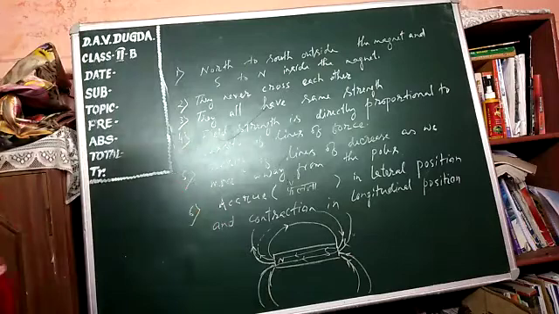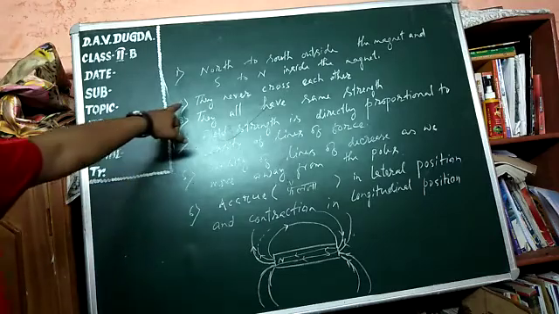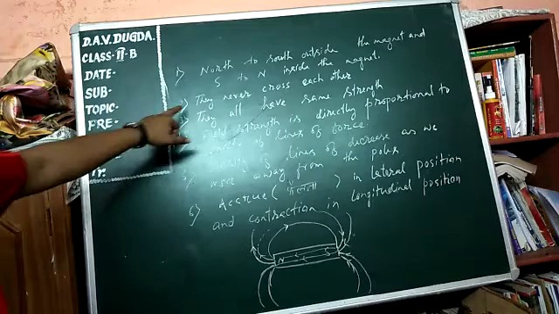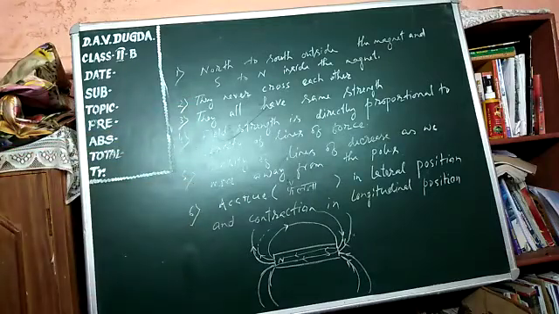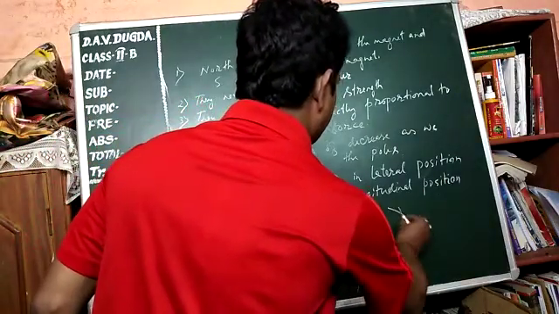We are discussing the properties of magnetic lines of force. The second very important point: they never cross each other. And you have to answer this question: why do they not cross each other? Now listen carefully to what I am saying. Suppose they cross each other here.